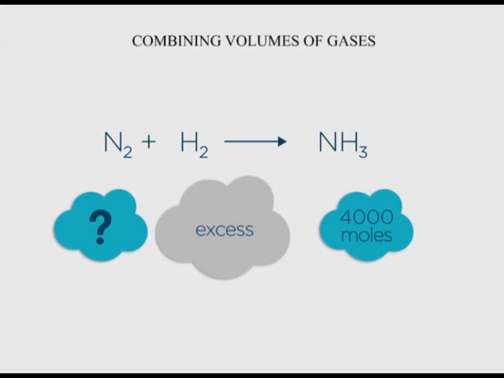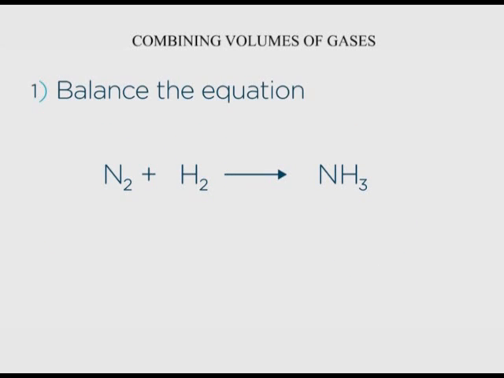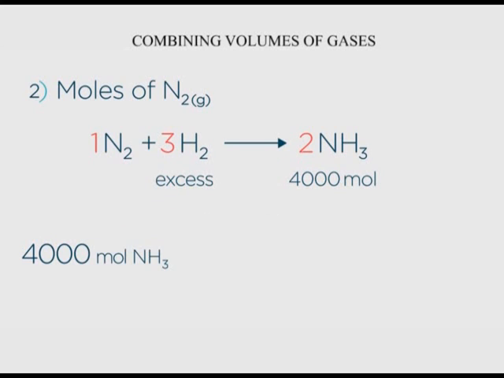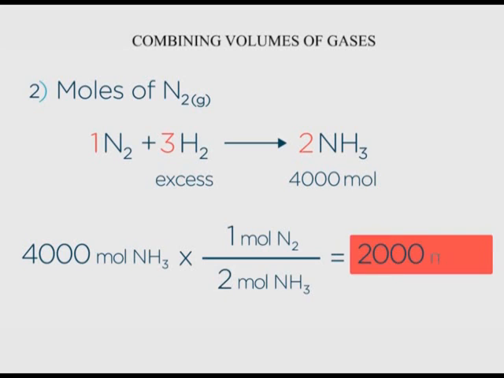So how much nitrogen did we use? First, balance the equation. For every 2 moles of ammonia, we need 1 mole of nitrogen and 3 moles of hydrogen. You can also think of it like this: 1 mole of ammonia, half mole of nitrogen, and 3/2 moles of hydrogen gas. How much nitrogen did we use to make 4,000 moles of ammonia? We simply divide 4,000 by the mole ratio, which is 2, and the answer is 2,000 moles.